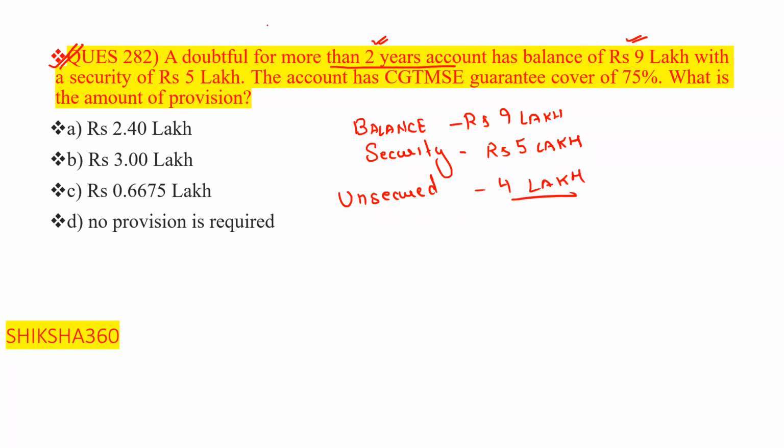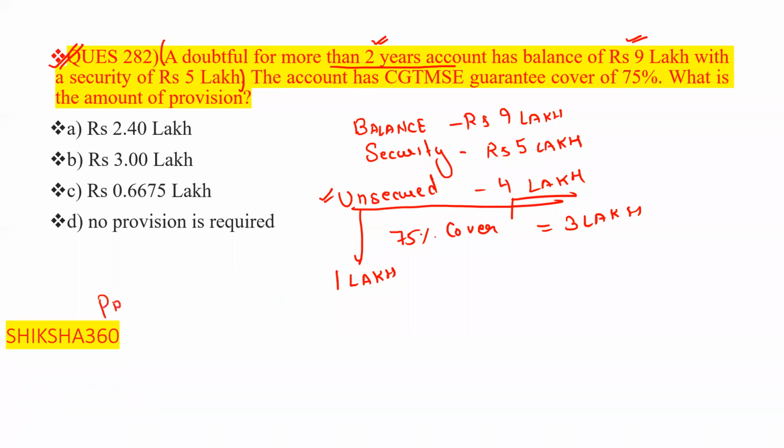Till now we have got this from the first 2 lines. A doubtful for more than 2 years account has a balance of rupees 9 lakh with the security of rupees 5 lakh, so the unsecured amount is 4 lakh. The account has CGTMSE guarantee cover of 75%. The guarantee cover will be applicable on the unsecured amount, so 3 lakh is covered under that. So how much unsecured amount is left? 1 lakh.